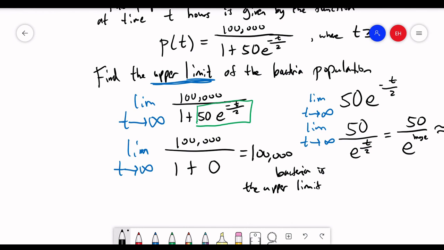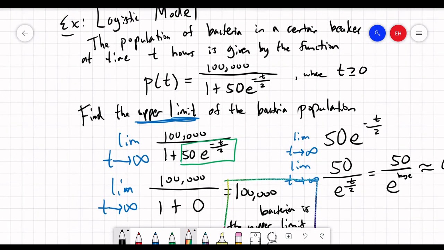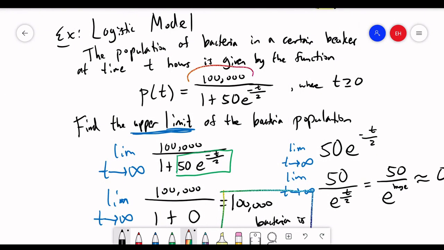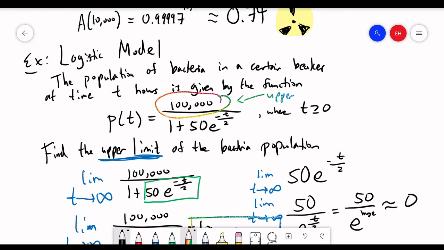And that explains where that comes from in the logistic model. When you're using the logistic model for population, that number you put in the numerator is determined by the maximum population that you're going to have, the upper limit, if you will, of the population.